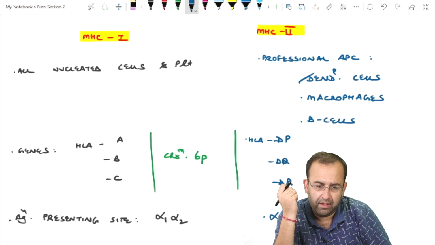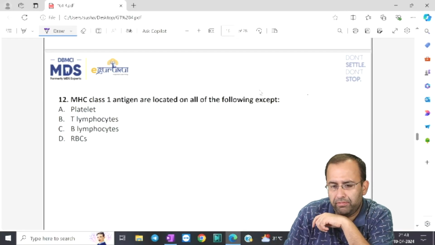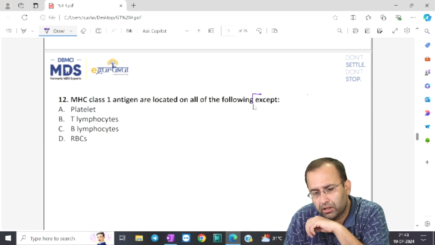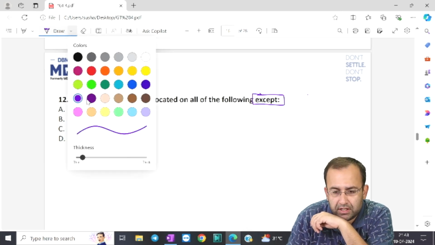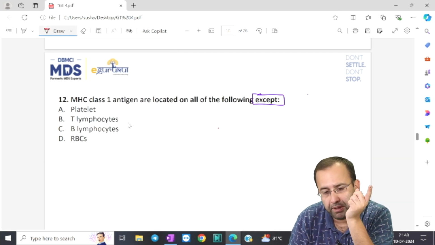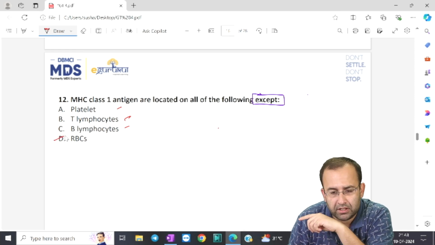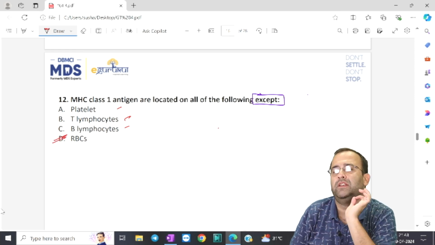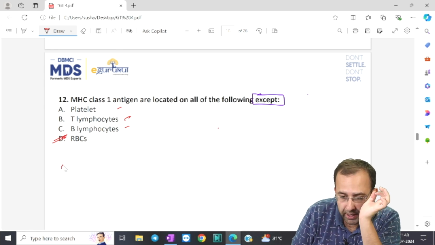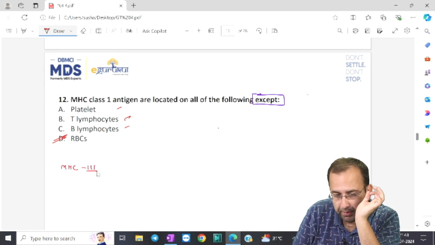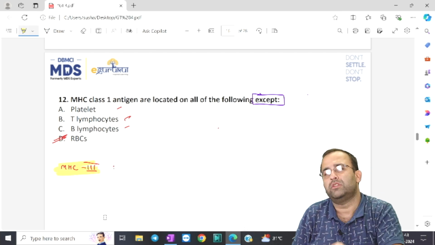Okay. So coming to the question. MHC class 1, it is located on all of the following except. We have just seen it is present on all nucleated cells and platelets. So it is present on T lymphocyte, B lymphocyte, the nucleated cells and platelets. It is seen in all except RBC. Firstly, simple question. And next, very, very important. Mainly the question comes from MHC3. You need to know this.